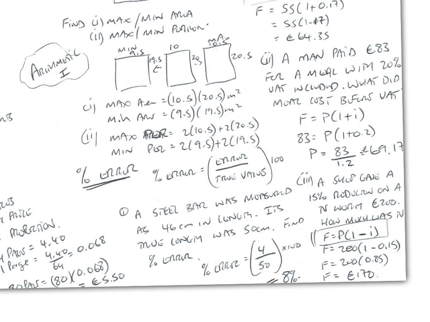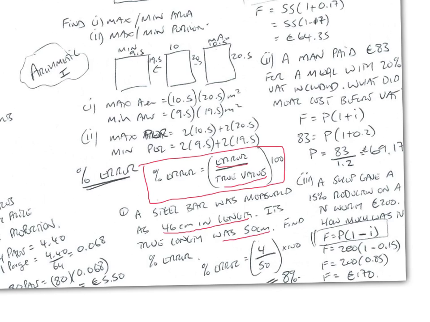Moving on to percentage error. Percentage error, there's a formula for this. Percentage error is equal to the error, the actual error, over what the true value should be, times 100. So, for example, a steel bar was measured as 46 centimeters in length, but its true length was actually 50 centimeters. Find the percentage error.